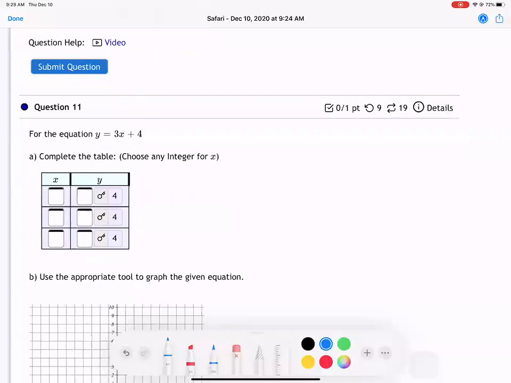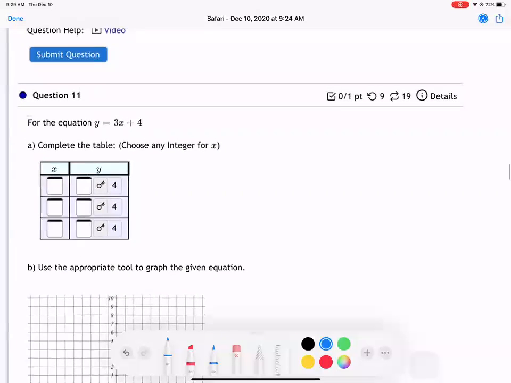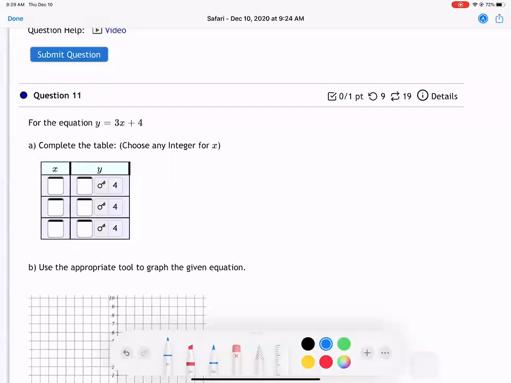Now this one here, it says complete the table. So you can plug in any numbers you want. So if I plug in 0, x is 0. If x is 0, y is 4. 0, 4. But what if x is 1? 3 times 1 plus 4 is 3 plus 4 is 7. If x is 1, y is 7. If I plug in 2, 3 times 2 plus 4, 6 plus 4 is 10. They just want you to plug in any of those numbers. That should work. There's more than one answer.